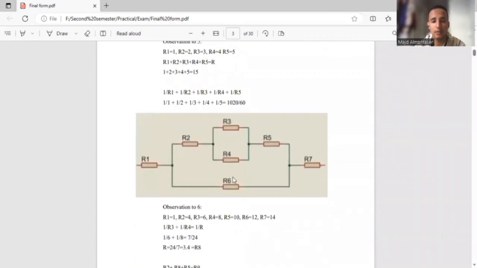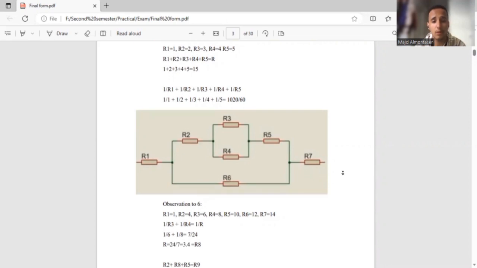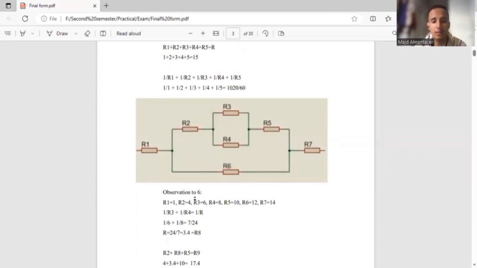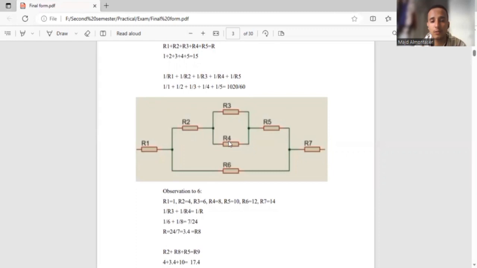And now here, this circuit has parallel connections and series connections at the same time. So how do we do them? We calculate them manually. We start to look for the easy ones. For example, here we have R1, R2, R3, R4, R5, R6, and R7. We give each of them a value.